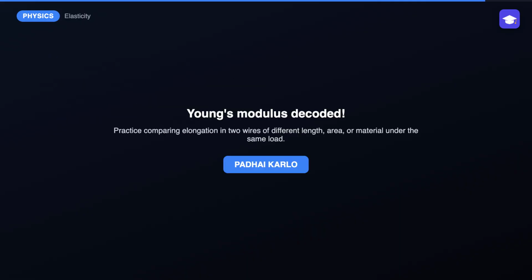That's Young's modulus. Keep the elongation formula and the fact that Y is a pure material property sharp. They unlock nearly every elasticity question in this chapter.